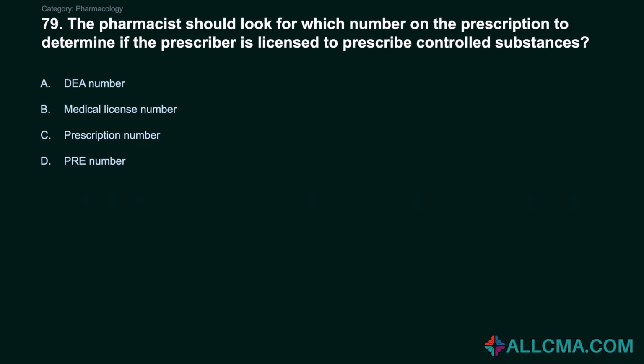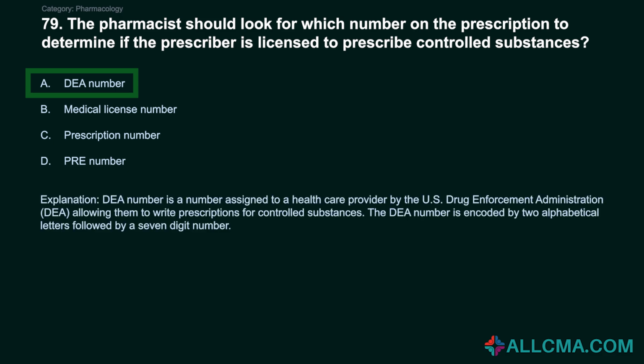79. The pharmacist should look for which number on the prescription to determine if the prescriber is licensed to prescribe controlled substances? A. DA number. B. Medical license number. C. Prescription number. D. PRI number. Correct answer, DEA number. DEA number is a number assigned to a healthcare provider by the U.S. Drug Enforcement Administration, DEA, allowing them to write prescriptions for controlled substances. The DEA number is encoded by 2 alphabetical letters followed by a 7-digit number.